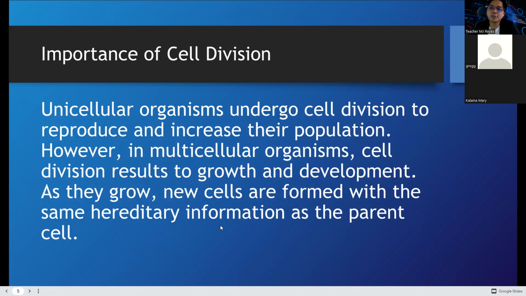Importance of cell division. Unicellular organisms undergo cell division to reproduce and increase their population. However, in multicellular organisms, cell division results in growth and development. We perform cell division because we grow and we develop. As they grow, new cells are formed with the same hereditary information as the parent cell. Otherwise, if the number of chromosomes does not match the parent, the tendency is it will create an abnormal cell.